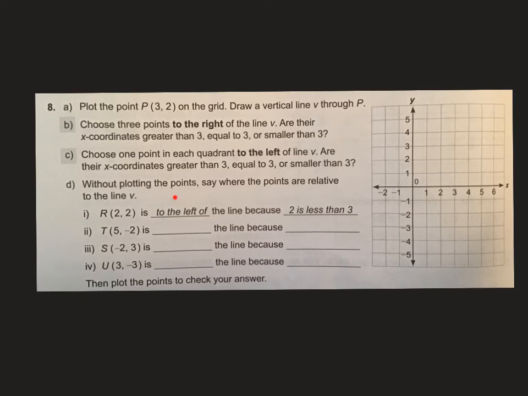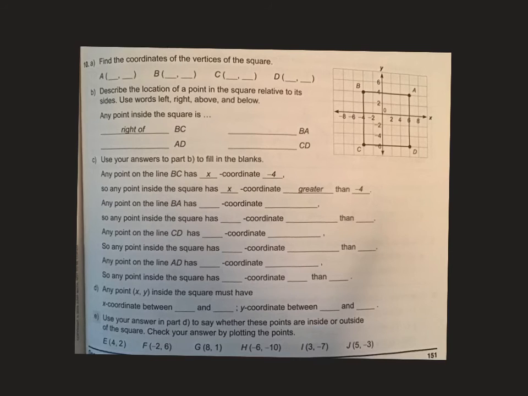Once you have answered these 4 questions, then you will actually go and plot these 4 points to check whether you were correct. So question 9 is going to do the same thing, but it might ask you to do more going up and down, and you might have a horizontal line instead. The final question is question 10, and as you can see, it has several parts to it.